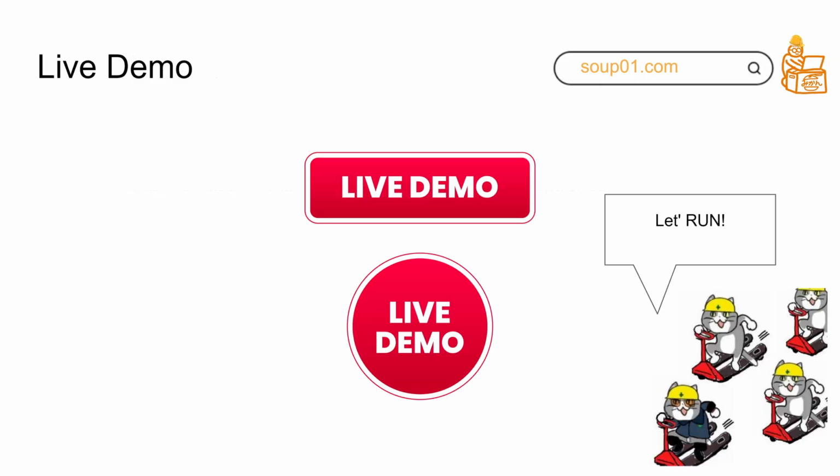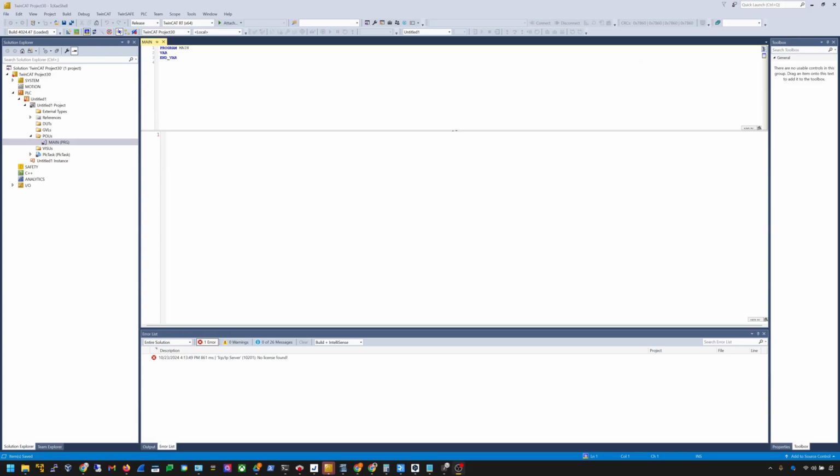Okay, so I think we've talked enough. Now we can jump into the demo to see a bit deeper into pointer and reference. Let's go. Hello guys, now we open TwinCAT. Now we can start to make some programs to understand a bit more deeply about the pointer and reference.